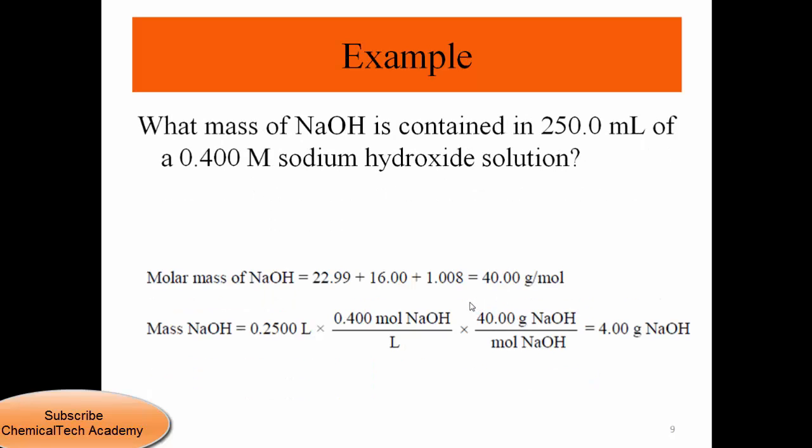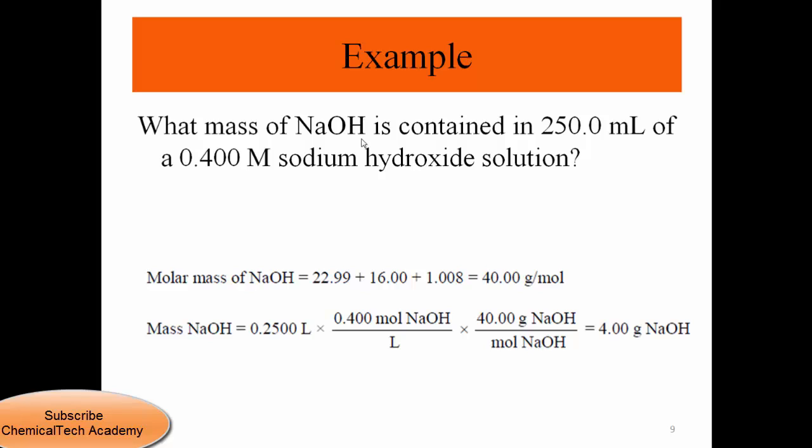Next example: what mass of NaOH, or sodium hydroxide, is contained in 250 milliliters of a 0.400 molar sodium hydroxide solution? Here we have the concentration and the volume of solution. The volume is in milliliters, so we need to convert it to liters, and then we can find the amount of NaOH. If we multiply the concentration by the volume of solution in liters, we can find the number of moles of solute. Then we multiply the number of moles of solute by the molecular weight to find the mass of solute.